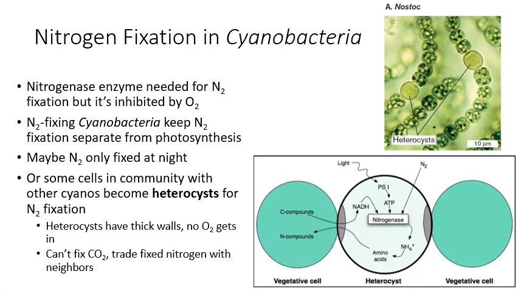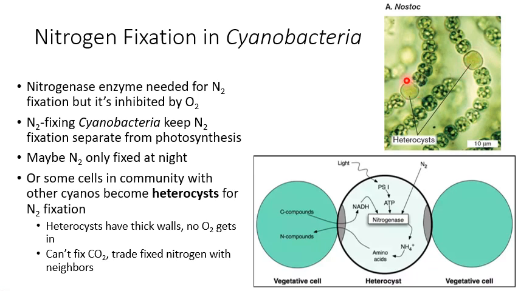It's also not able to fix carbon dioxide because of that, so it's relying on anoxygenic photosynthesis and relying on its neighbors for fixed carbon. So it's basically going to be trading the nitrogen that it has fixed with its neighbors in exchange for carbon that they have fixed. So here you have a picture of some filamentous cyanobacteria, and you have some heterocysts there.